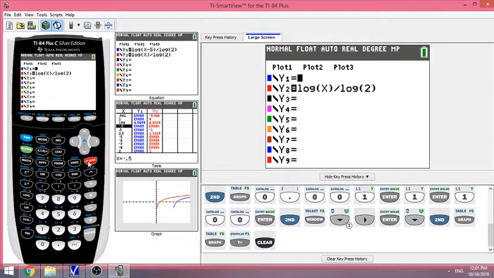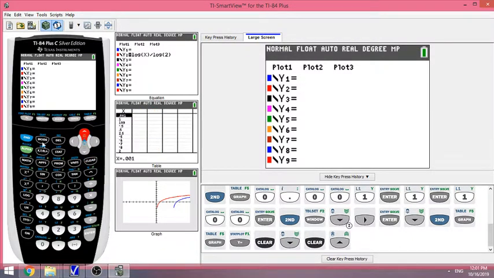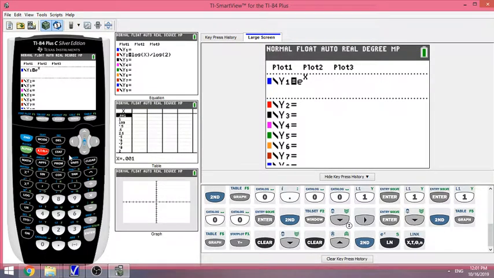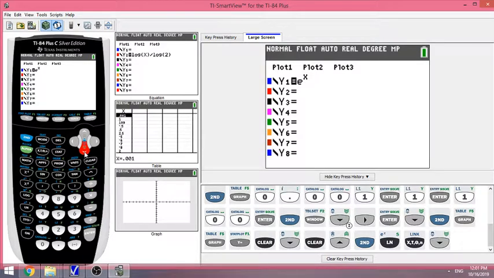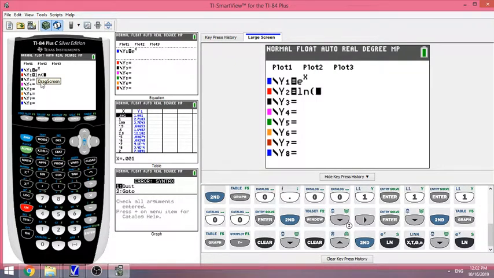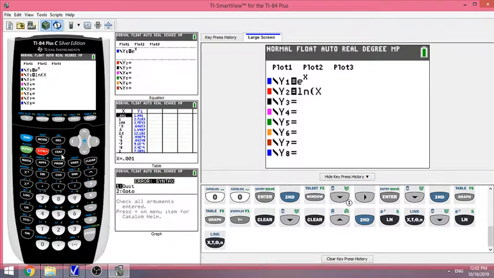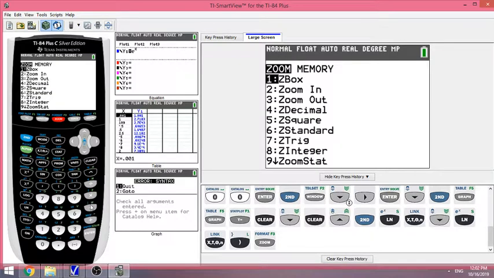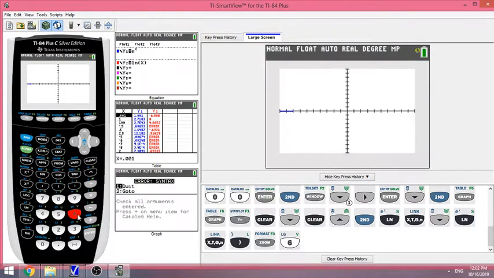Another part of the function I would like to talk about today is the inverses. As you may know, for e to the power of x, the exponential growth function, its inverse is always the natural log of x. So for y1, I put in e to the power of x, and for y2, I put in natural log of x. Then we compare those two graphs and see what happens. Once again, zoom, and then 6.